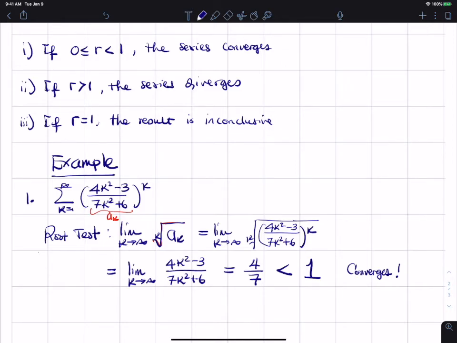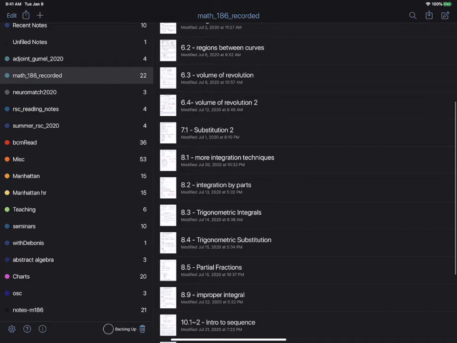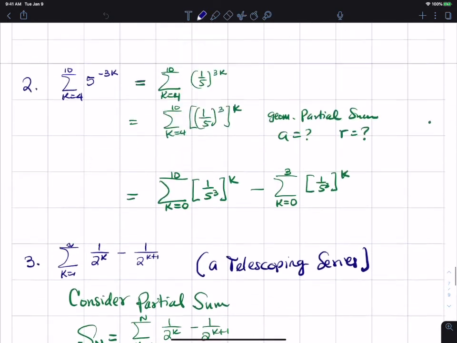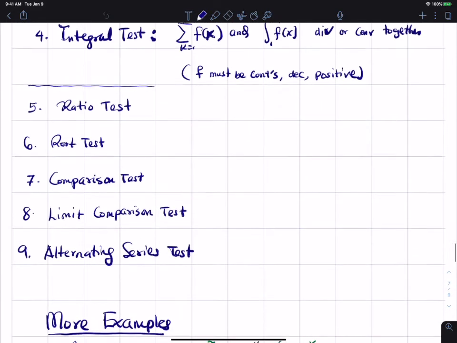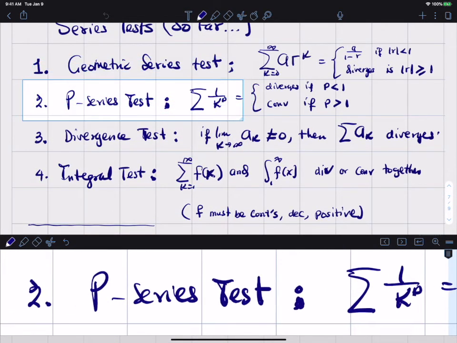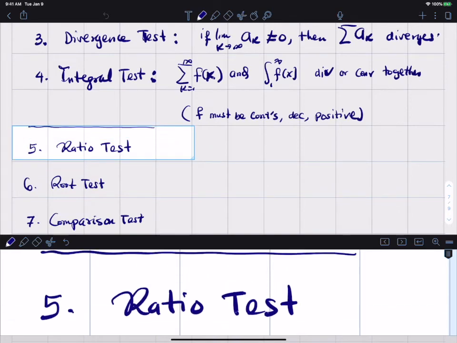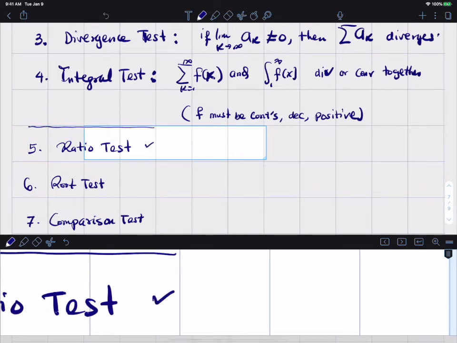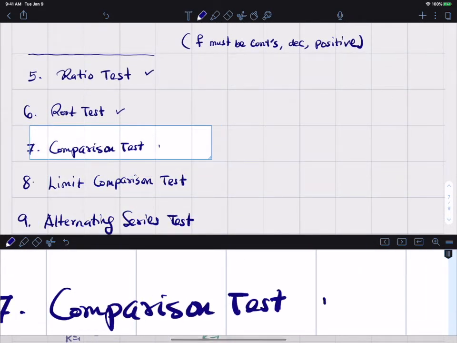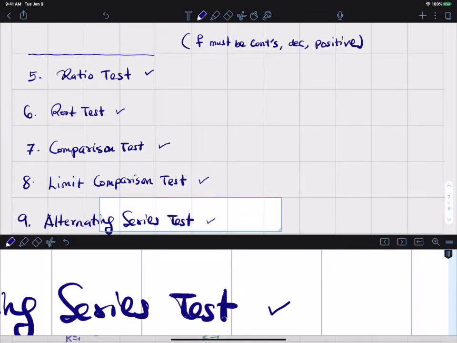Okay, let's look at all the tests we've done so far. We did the geometric series test, the p-series test, divergence test, integral test. We did the ratio test today. We did the root test today, and then there's the comparison test. We looked at it, but it's in the video. Limit comparison test and alternating series test.